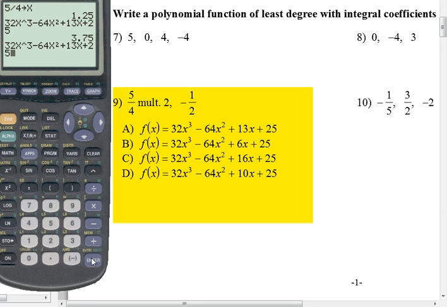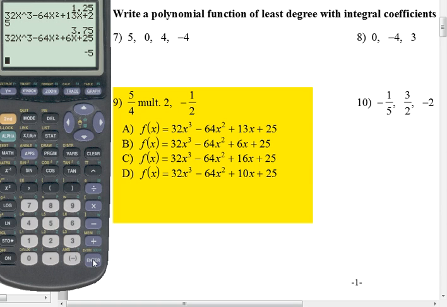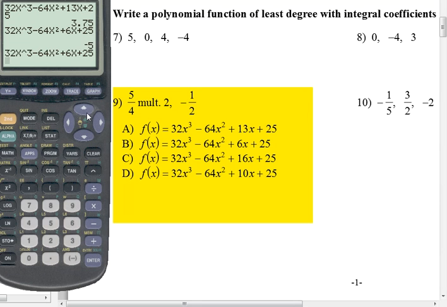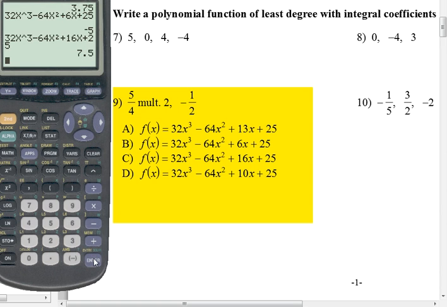So I'm going to press second enter because my answers look very similar, so I don't have to type everything in again. 32x cubed minus 64x squared plus 6x, so change the 13 to 6. Looking for 0. Don't have 0, so I got to do it again. Okay, the beginning's the same, then it says plus 16x. So second delete lets me stick a 1 in there. Okay, plus 16x plus 25.